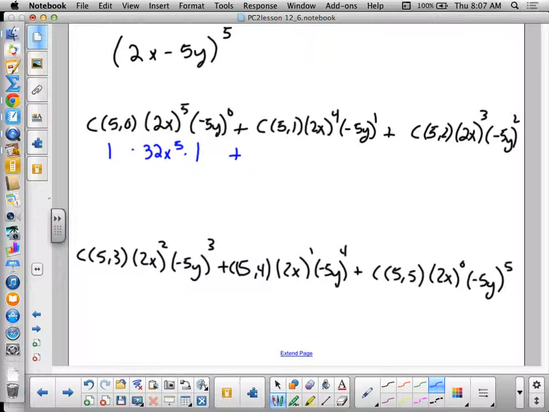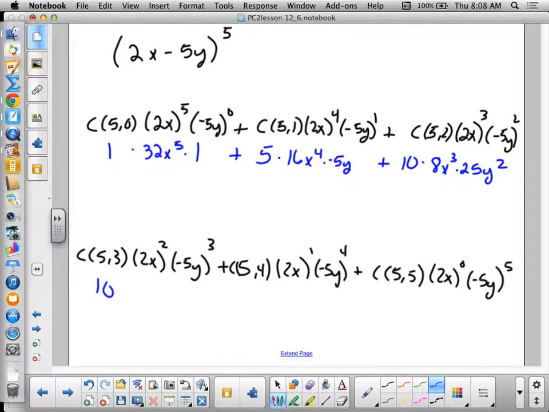Plus, 5, choose 1, that's going to be 5. 2x to the 4th power is going to be 16x to the 4th. Negative 5y to the 1st power is going to be negative 5y. Combination of 5, 2, what is that? 10. 2x to the third power is going to be 8x cubed. Negative 5y to the second power is going to be 25y squared. Positive this time because it's even power.